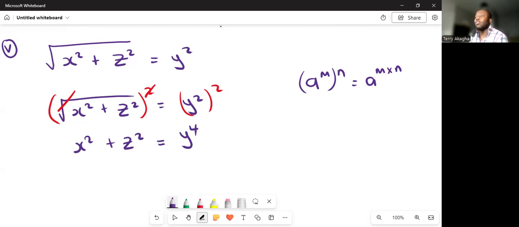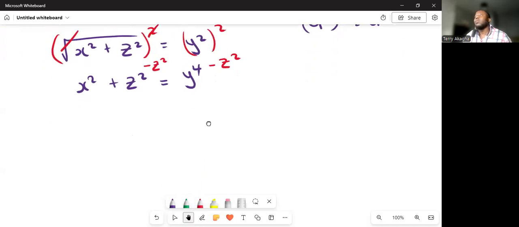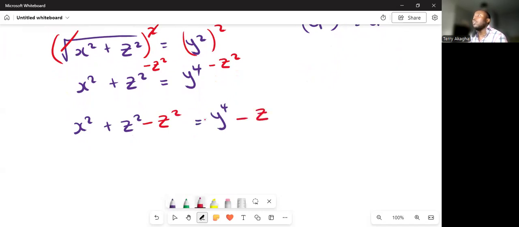Then I need to let x be on its own. Then I'll subtract z squared from both sides. Okay? So we're going to have x squared plus z squared minus z squared equal to y to the power 4 minus z squared. So this will cancel that. Then you now have x squared equal to y to the power 4 minus z squared.